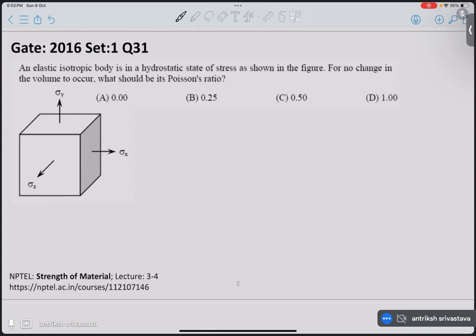We are given a cube or a body, and we are given that it is in hydrostatic state. Basically, it is submerged in some kind of liquid. One thing to note in that case is all the pressures from all the directions are going to be equal. So sigma x is equal to sigma y is equal to sigma z is equal to sigma. Okay.